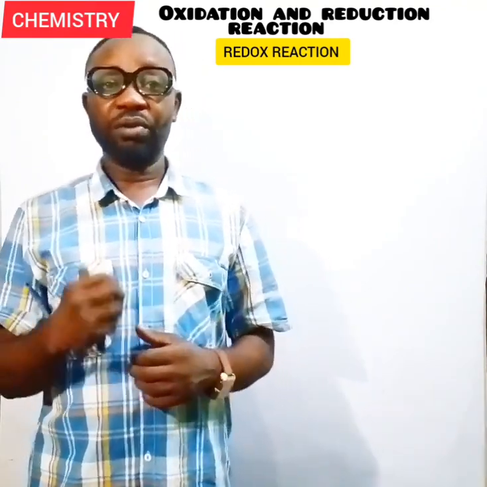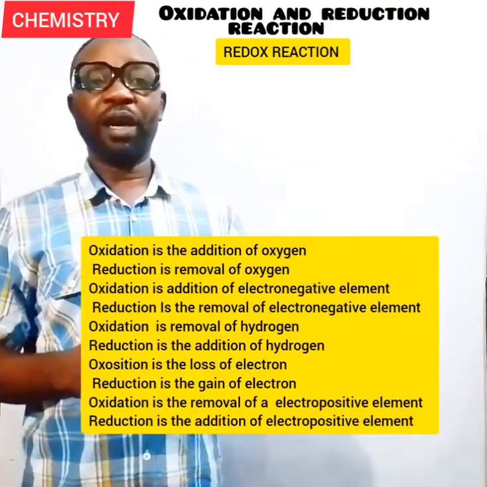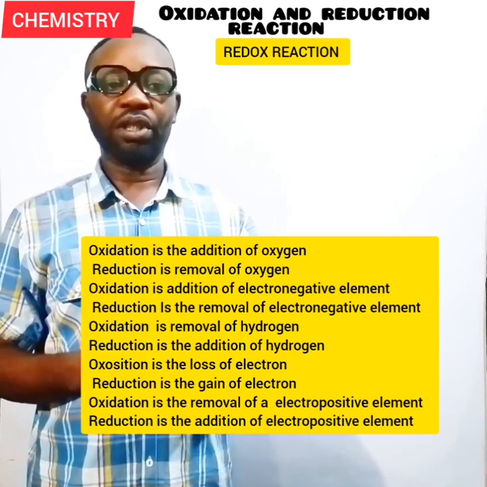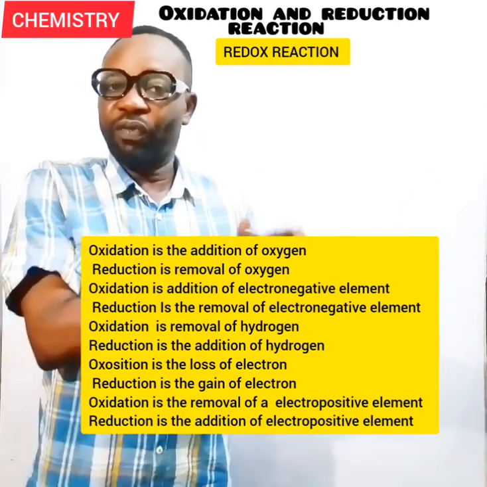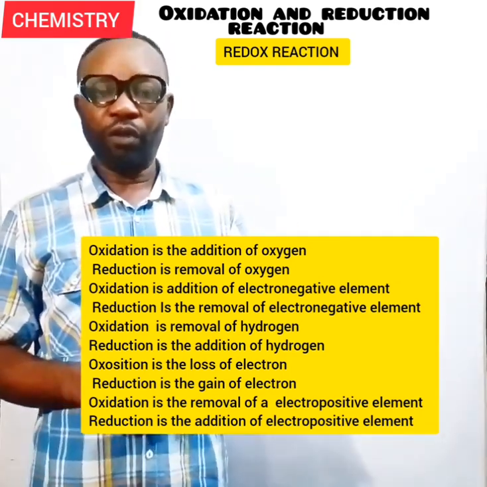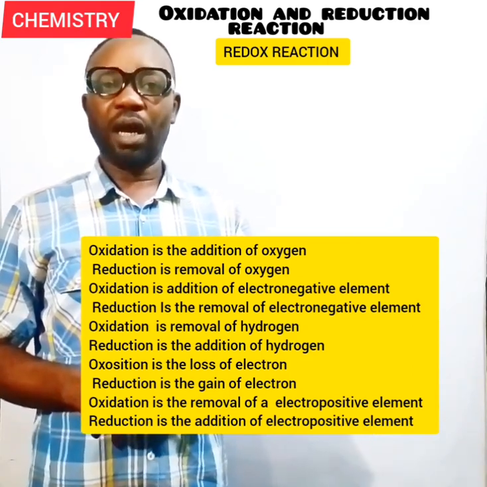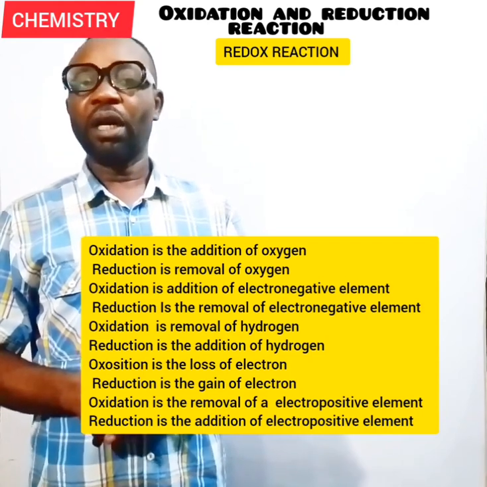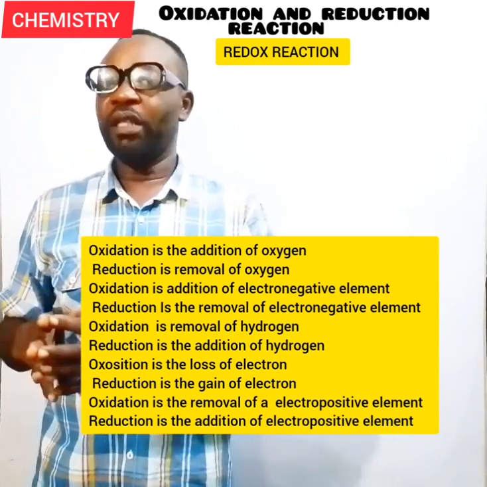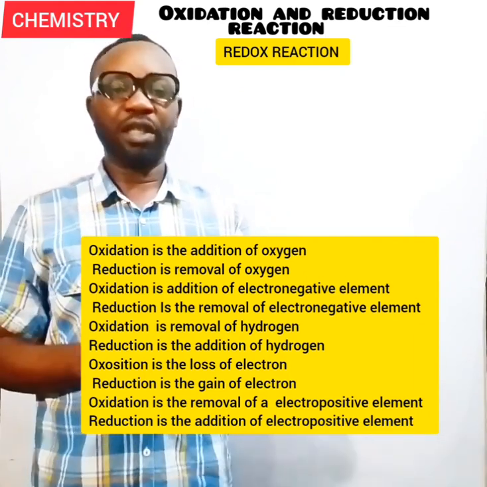Now, let's look at different definitions of redox reaction. Number one definition there is oxidation can be defined as addition of oxygen, while reduction, which is going to be the opposite of that definition, will be removal of oxygen. Also, number two, oxidation is defined as the addition of electronegative element, and reduction is defined as removal of electronegative element. I want to simplify this for you.